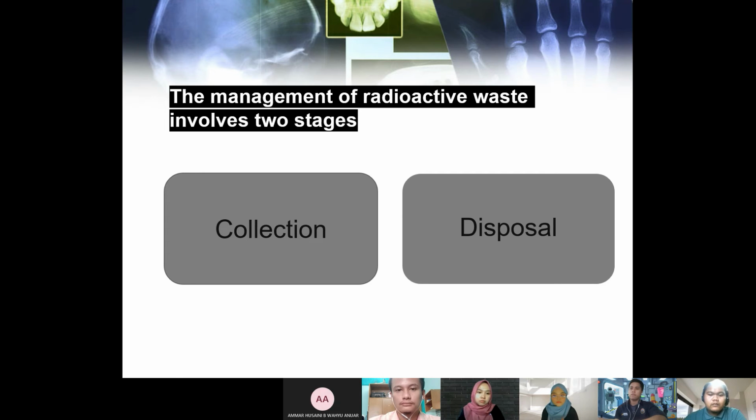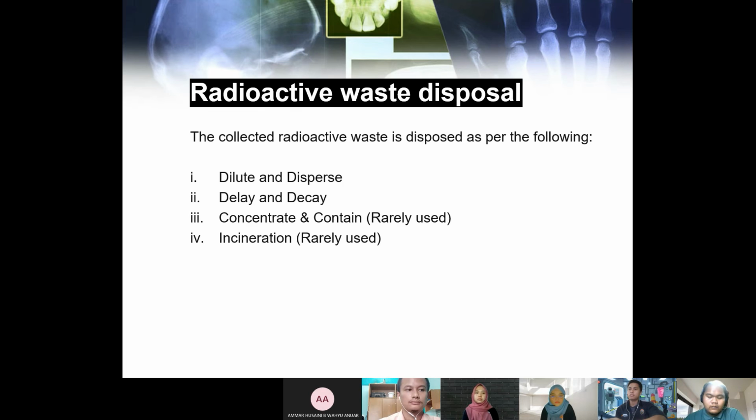Some hospitals that have incinerators allow the treatment of combustible radioactive waste through incineration, and may also distinguish combustible radioactive waste from non-combustible waste. Next, there are four common methods for radioactive waste disposal: dilute and disperse, delay and decay, concentrate and contain, and lastly incineration.